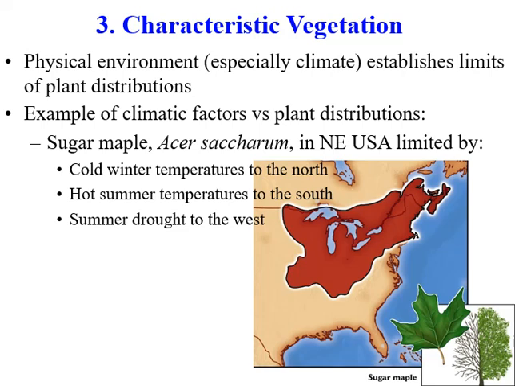So look, here's a common tree that we have around New England. It's not the most common, but there's the sugar maple. You can make maple syrup.